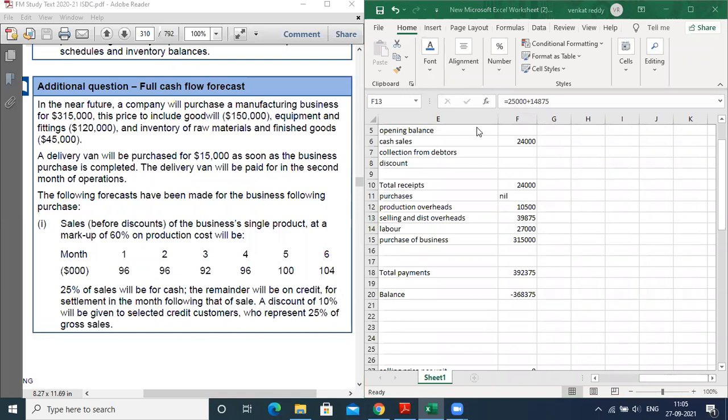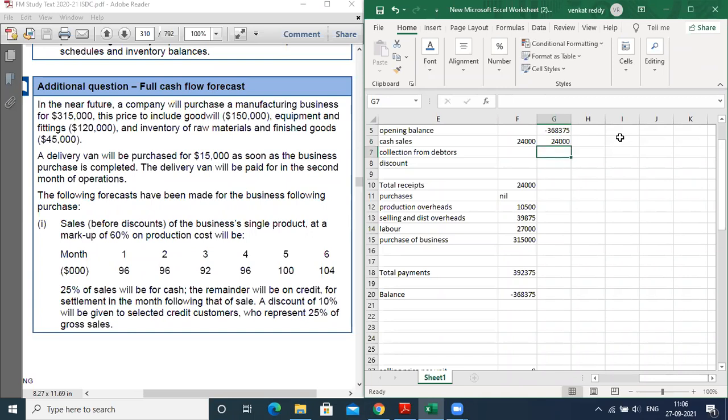Yeah. Now the closing balance of the first month will be the opening balance of second month. So opening balance is 3,68,375. Then cash sales, same 25% are cash sales, so 96,000 into 25%, so 24,000. Collection from debtors.